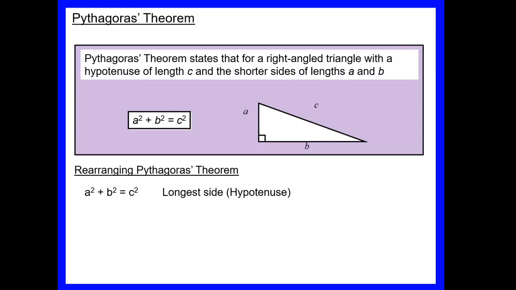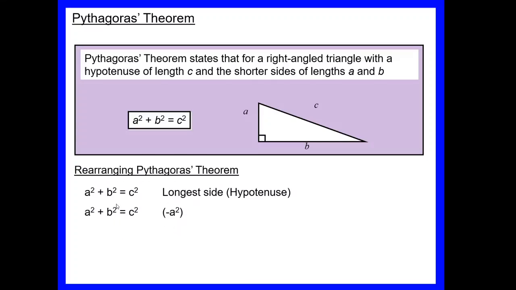So remember, a squared plus b squared equals c squared is what we use to find the longest side. The longest side, our hypotenuse, is always called c. But if we want to find the shorter sides, we're going to rearrange this equation. So let's start off then by rearranging it for side b. Let's say I want to find the length of side b. To rearrange it for side b, we simply need to take a squared from both sides.